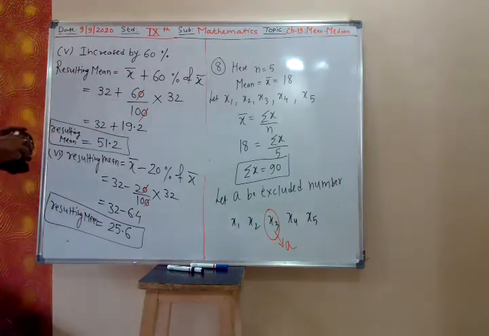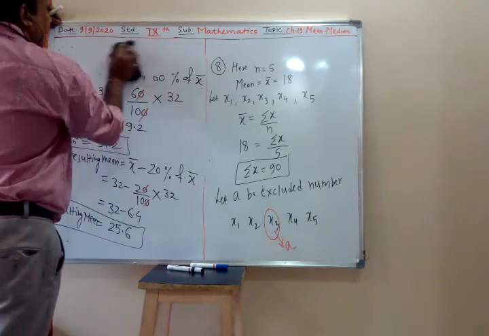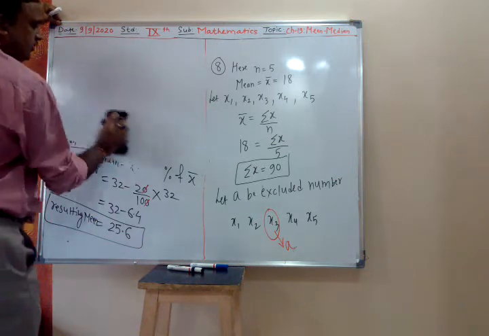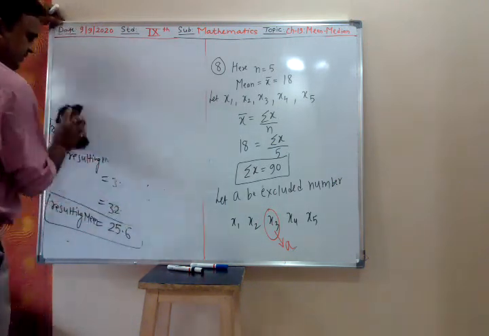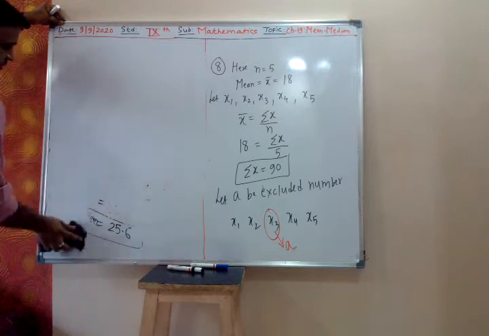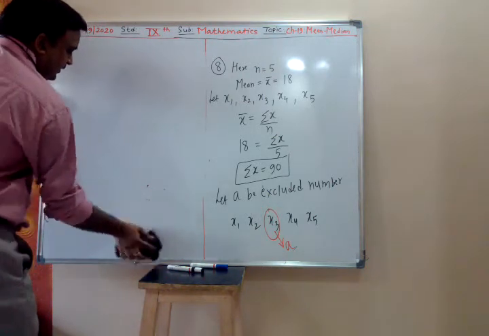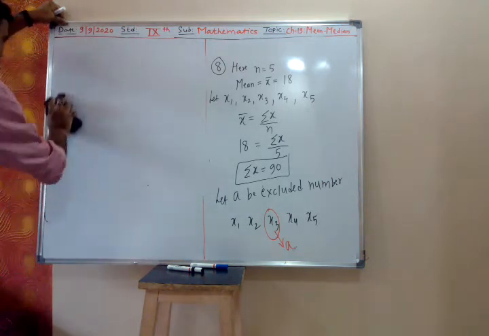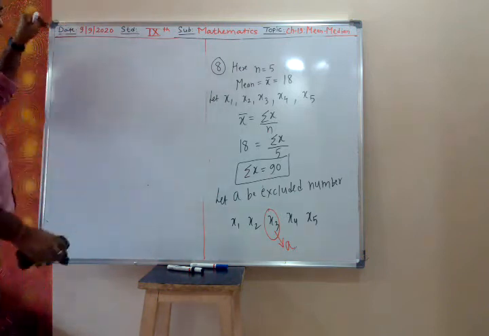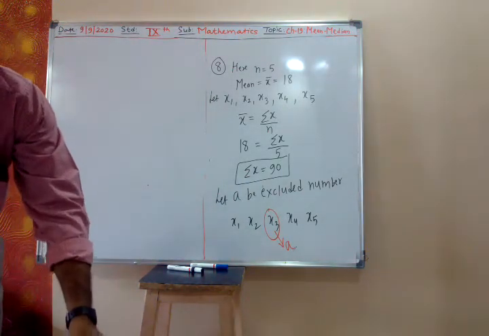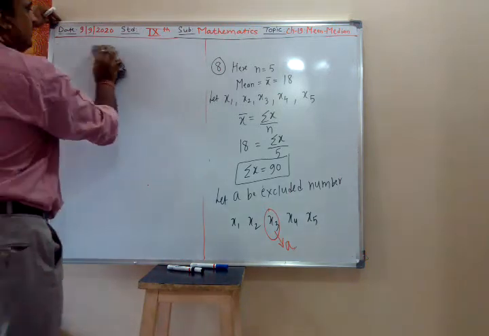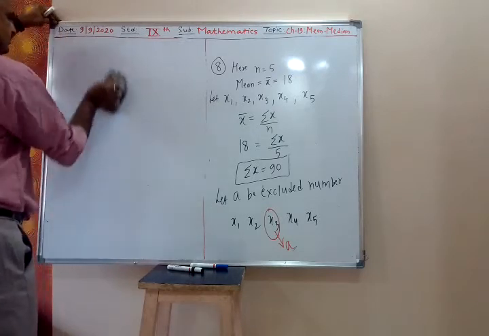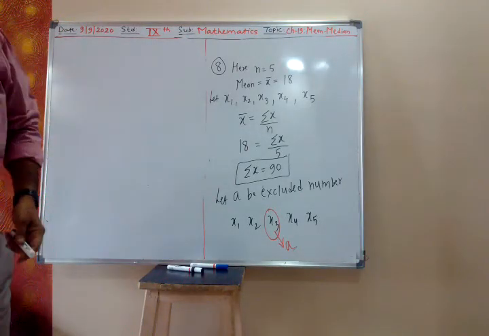So, when you will exclude A, then how many observations are left? Tell me. Yes, 4. So when you exclude one number from 5 observations, now I will exclude one observation. So total number becomes 4. Now mean of that value is given. Yes, how much is given?